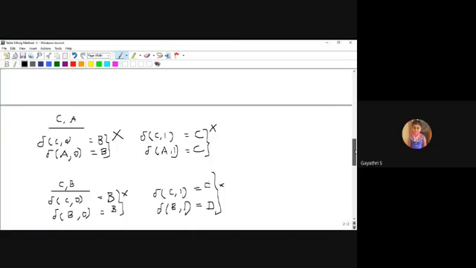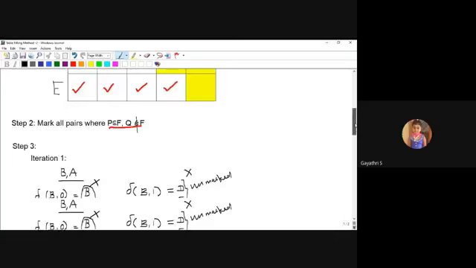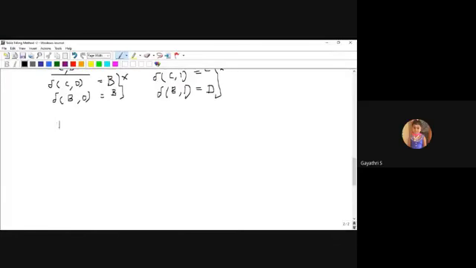So CA over, CB over. Then DA, DB, DC. Three things are remaining. So first DA, the next pair. The same thing: del of D comma 0, del of A comma 0, then del of D comma 1, and del of A comma 1.